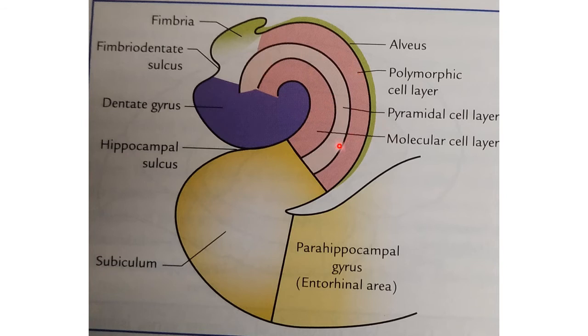Then moving to the next part, the cornu ammonis. First we discussed the dentate gyrus with three layers, remember, from outside to inside: molecular, then granular, and inside is the polymorphous layer. Then coming to the cornu ammonis of the hippocampus, basically it is trilaminar and it is subdivided into further sections. Outside we can identify the axons of the pyramidal cells of the middle layer of the cornu ammonis. Here you can identify the pyramidal cell layer.